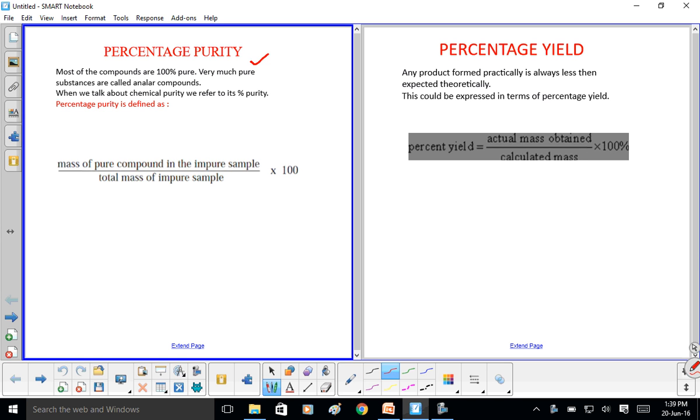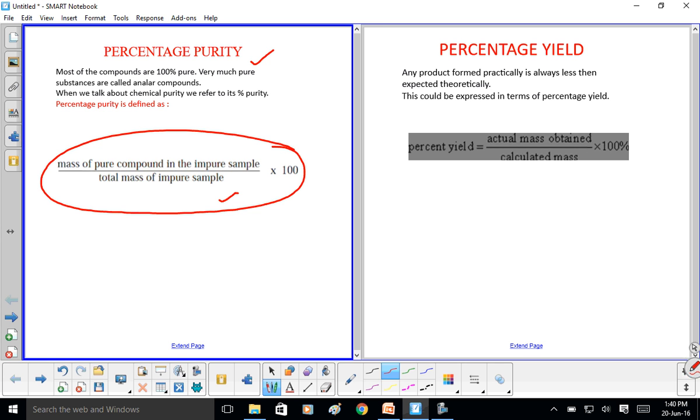First one is percentage purity. It tells whether the sample is 100% pure or not, how much percentage impurity is there. So this is the formula with the help of which we can find the percentage purity: mass of the pure compound in the impure sample by total mass into 100. So this is called percentage purity.